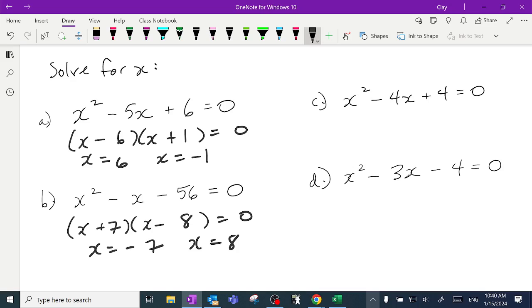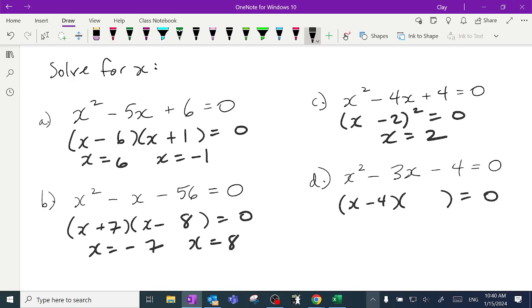This is my perfect square trinomial. What 2 numbers multiply to make 4 and add to make -4? They're both 2s, but they both have to be negatives. So x equals 2. And finally, what 2 numbers multiply to make -4 and add to make -3? So -4 and +1. So x is 4 and x is -1 are the solutions.